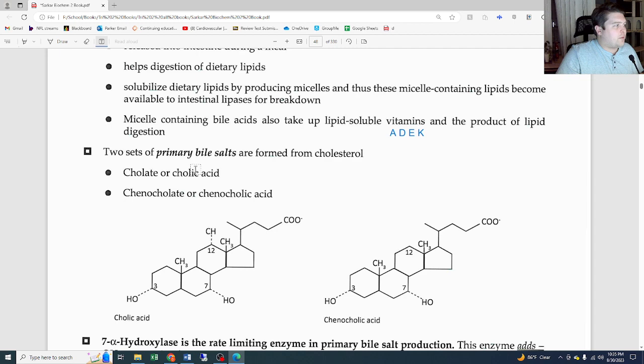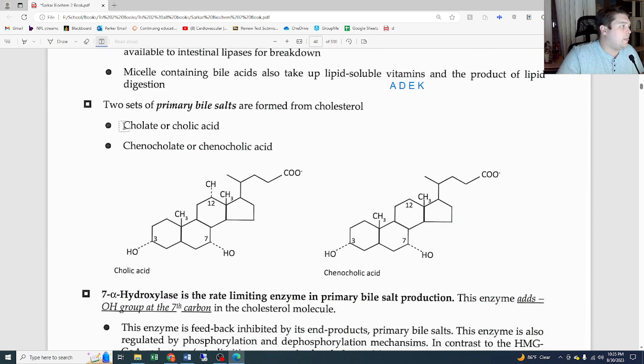There are two sets of primary bile salts that are formed from cholesterol: cholate, or cholic acid, and chenocholate, or chenocholic acid. Okay, these are our bile salts: cholate or cholic acid, and chenocholate or chenocholic acid.